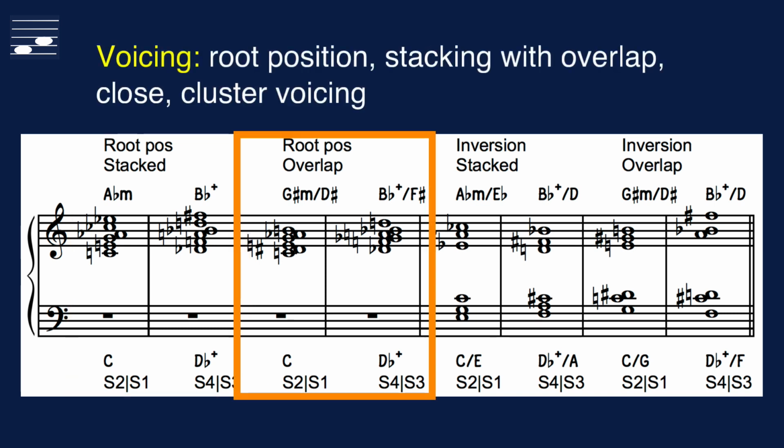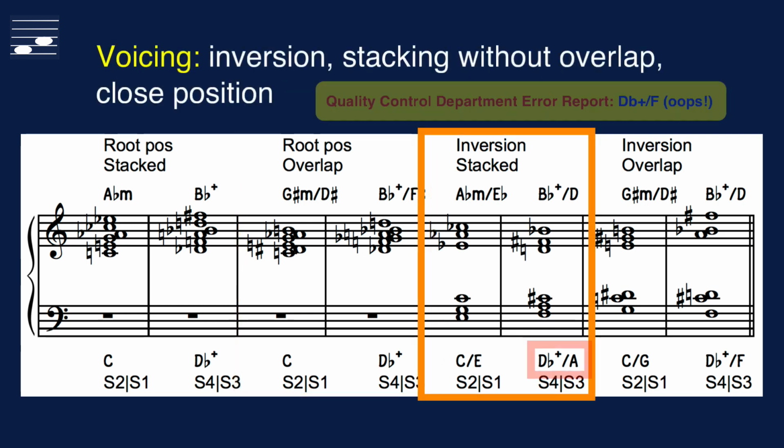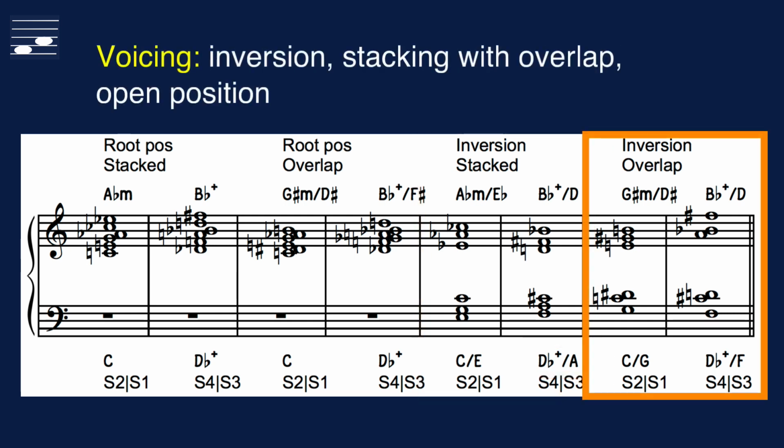Root position with overlap yields cluster voicing. We may find the lower triad in inverted position. Here, again, a voicing with no overlap. And finally, we see inverted chords with overlap. The last measure also showing open position voicing.